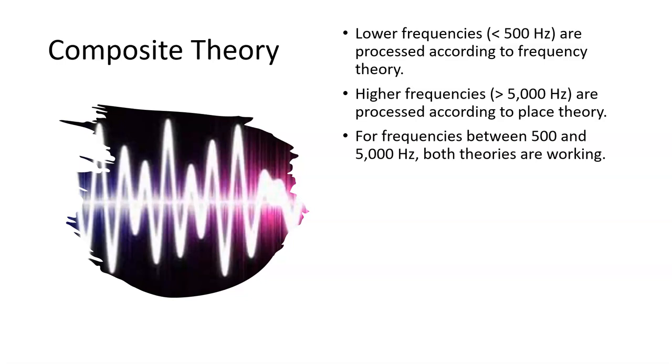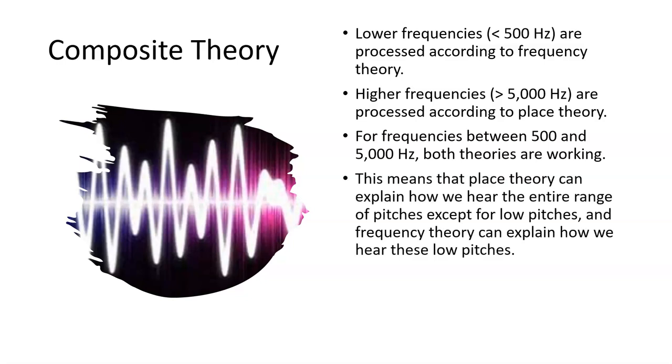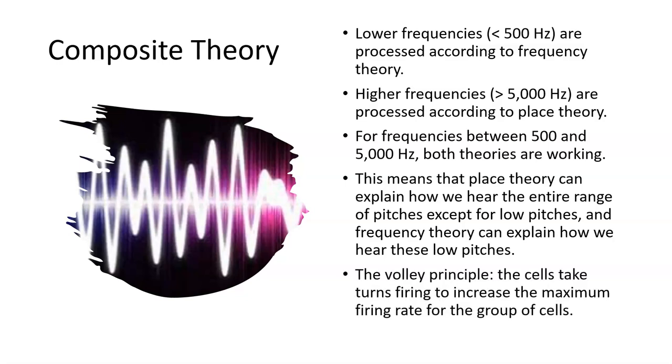So when we look at both of those, then we can combine the information into a composite, and it helps us understand how we perceive sound. This means that place theory can help explain how we hear a range of pitches except for the low pitches. And frequency theory basically is responsible for how we make sense of those very low tones.